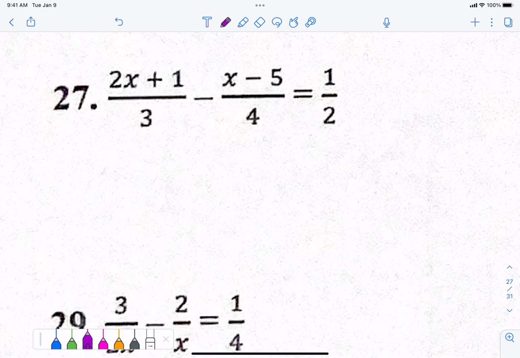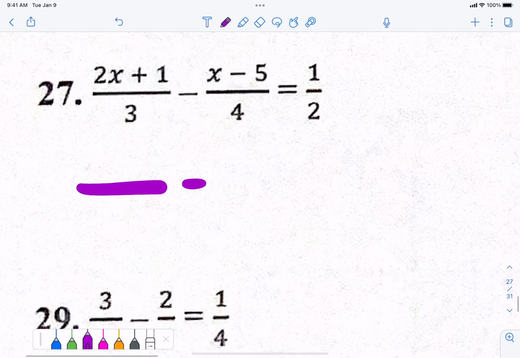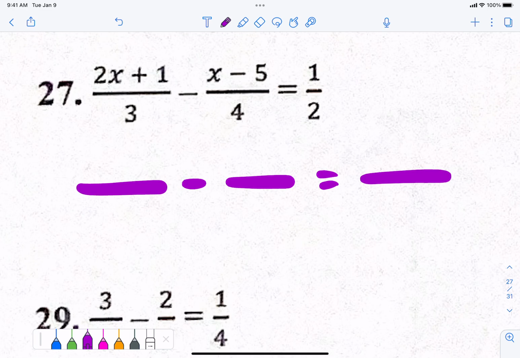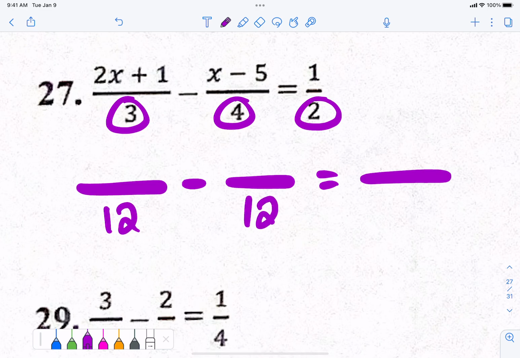All right, so here's the deal. 27, we've got this guy minus this guy equals this guy. There's my fractions, all right? Let's find a common denominator. 3, 4, and 2. 12. I'm going to make them all 12. Now, here's another thing that I'm going to do. We are subtracting. I don't like to have the minus sign there because I forget to distribute the minus through. So I'm going to make him plus.